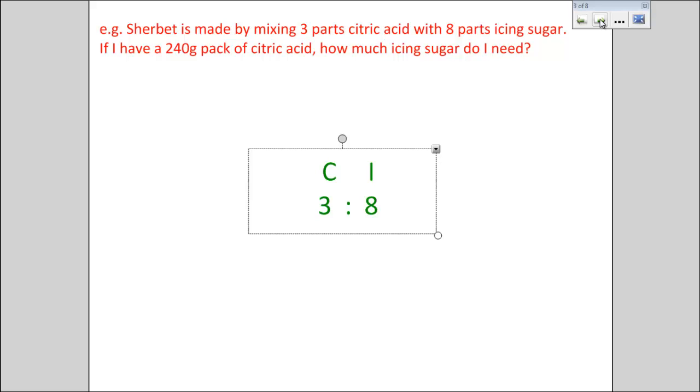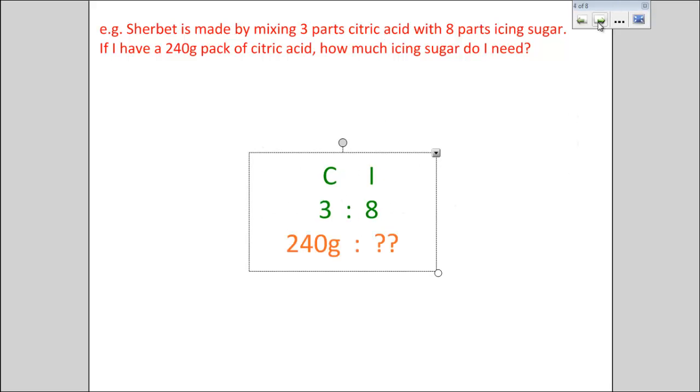Now I can show you this in a way for people who like visual representations or like to have a bit of a method about it. It's looking at the same question, 3 parts citric acid, 8 parts icing sugar, and we've got 240 grams of citric acid. I've still started by writing the ratio and labelling it. The next step is just to fill in the information that we know and what we want to find. On the citric acid side, we know that that's worth 240 grams. We don't know what the icing sugar is.